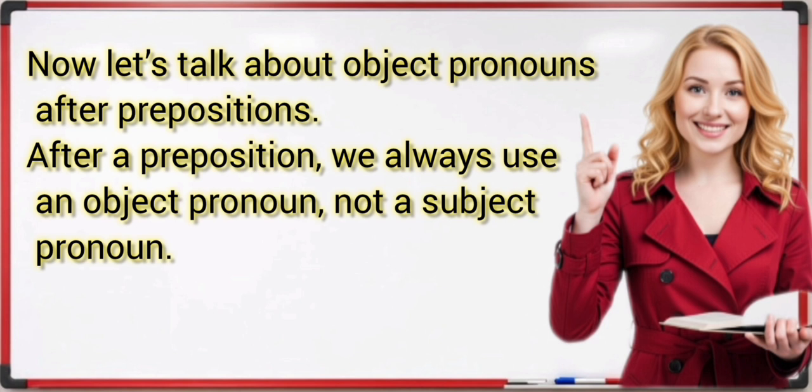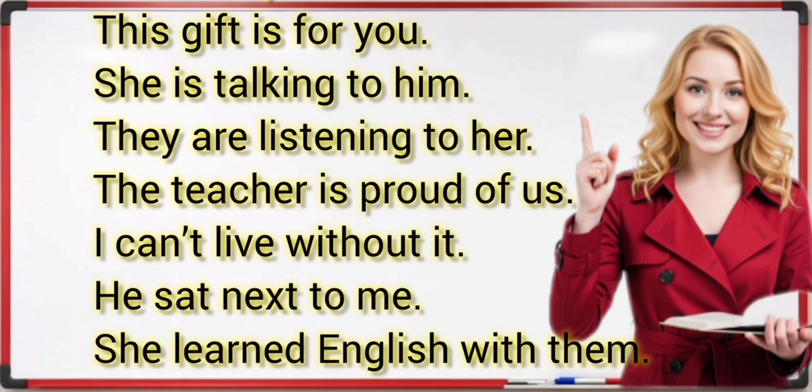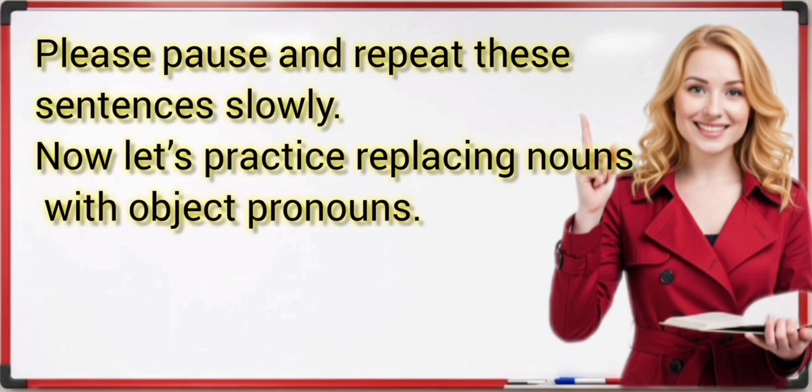Now let's talk about object pronouns after prepositions. After a preposition, we always use an object pronoun, not a subject pronoun. For example, this gift is for you. She is talking to him. They are listening to her. The teacher is proud of us. I can't live without it. He sat next to me. She learned English with them. Please pause and repeat these sentences slowly.